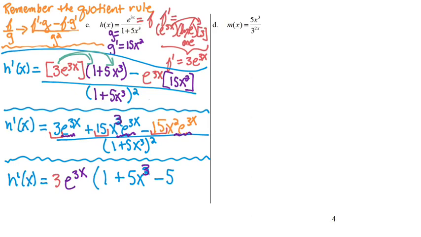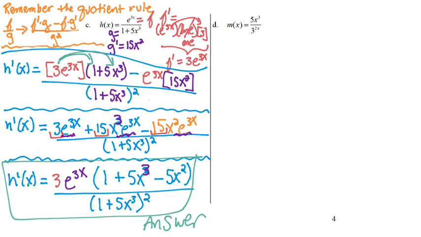Now I'm ready to keep going with my factoring. I've taken the 3 from the 15 to leave me a 5. There is no x squared to factor out, so it stays there, but the x cubed factors completely out, so I'm done factoring the numerator, and this is actually the answer to the question. I'm all done.